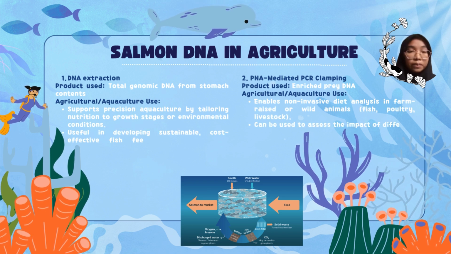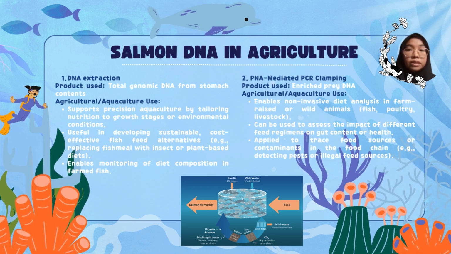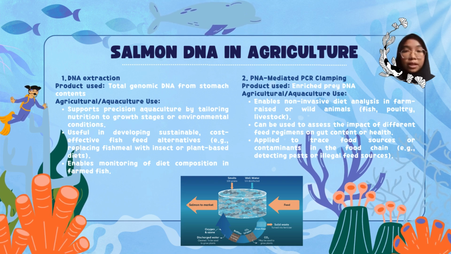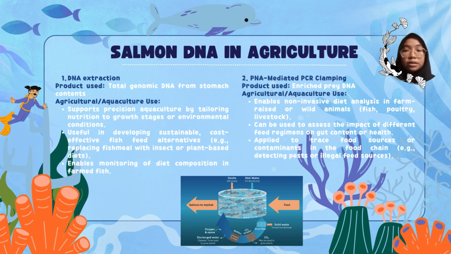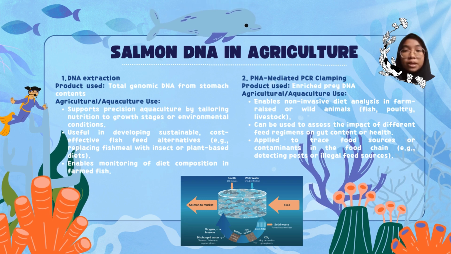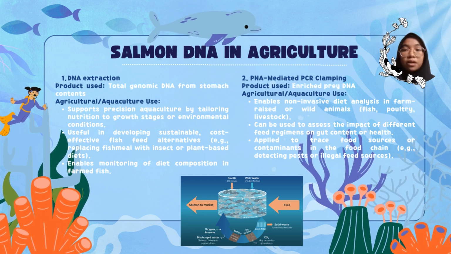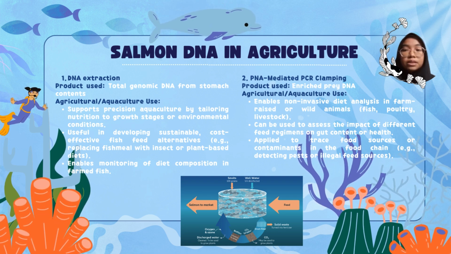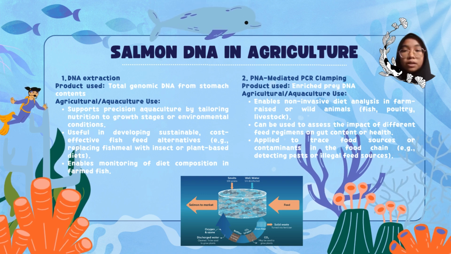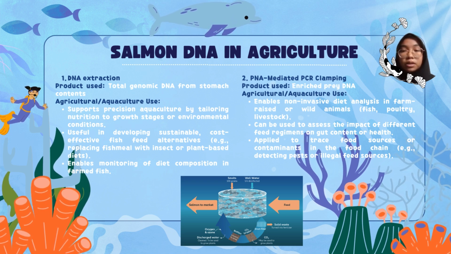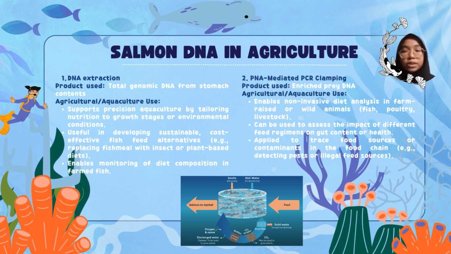From the method, salmon DNA will be used in aquaculture. First method is DNA extraction. The product produced is total genomic DNA from stomach contents. Aquaculture use: first, it supports precision aquaculture by tailoring nutrition to growth stage or environmental condition. Second, it is useful in developing sustainable, cost-effective fish feed alternatives. Number 3 is it enables monitoring of diet composition in farm fish.